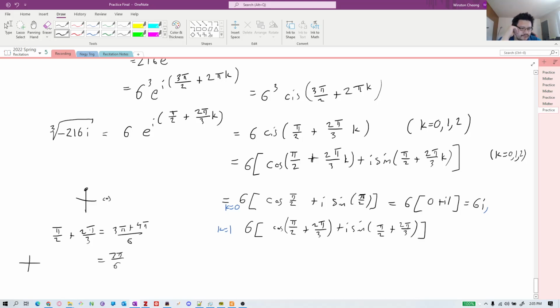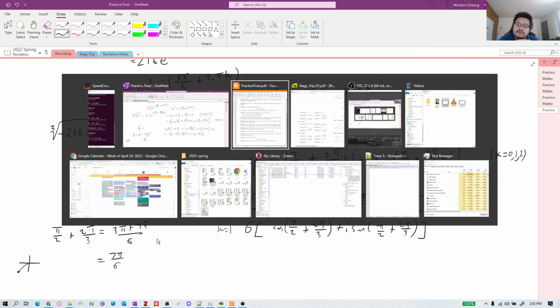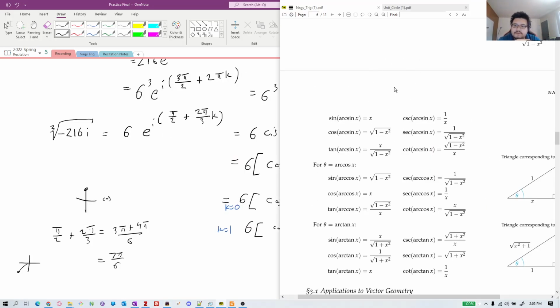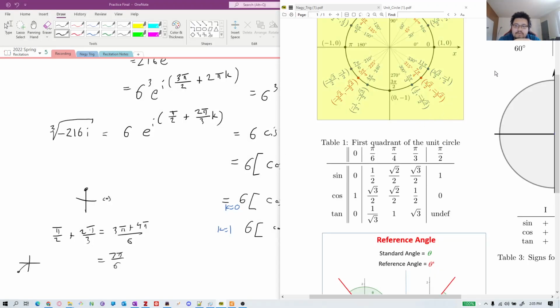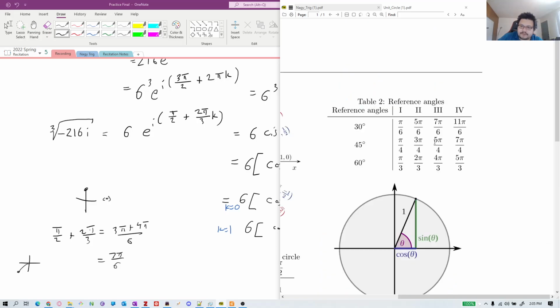It's definitely a 30-degree angle, 7π/6, so it's going to be a 30-degree angle in the third quadrant. If you didn't know that, this is a unit circle thing. You would look at this diagram, or this table, and look for 7π/6, and you see it here. You expect it to be a 30-degree angle because the denominator is 6, and it turns out it's in the third quadrant.